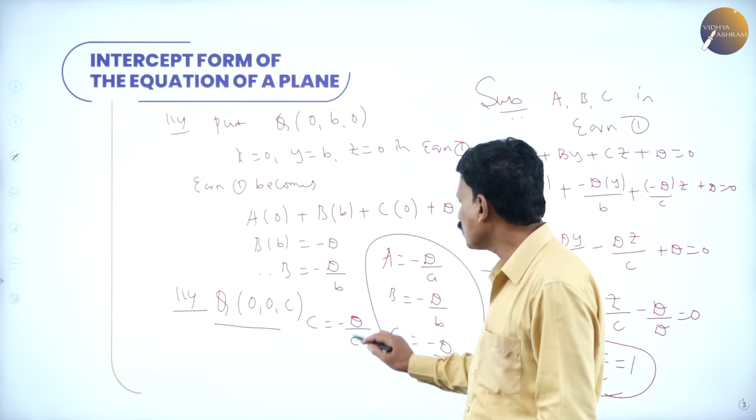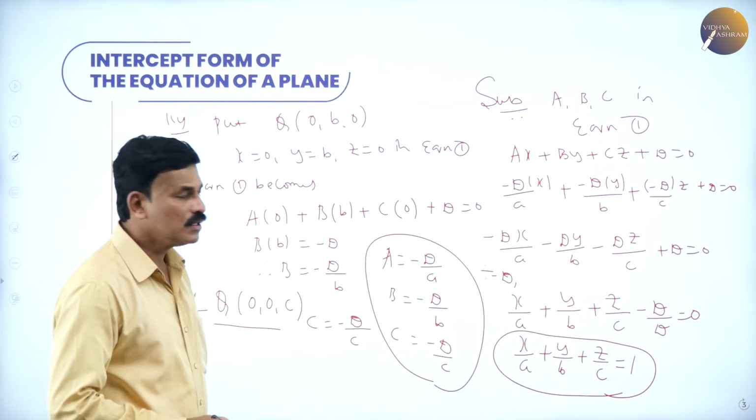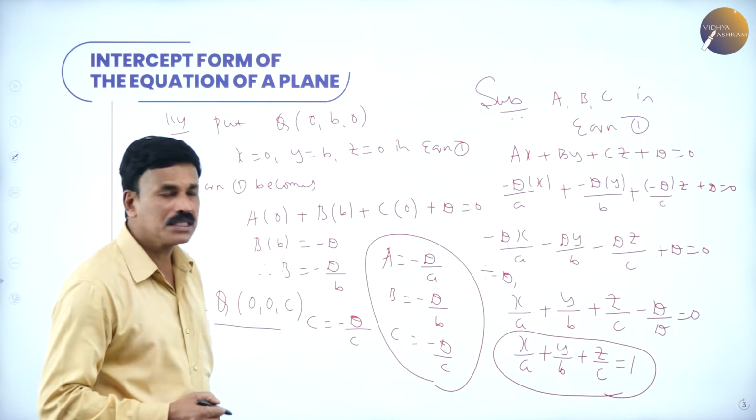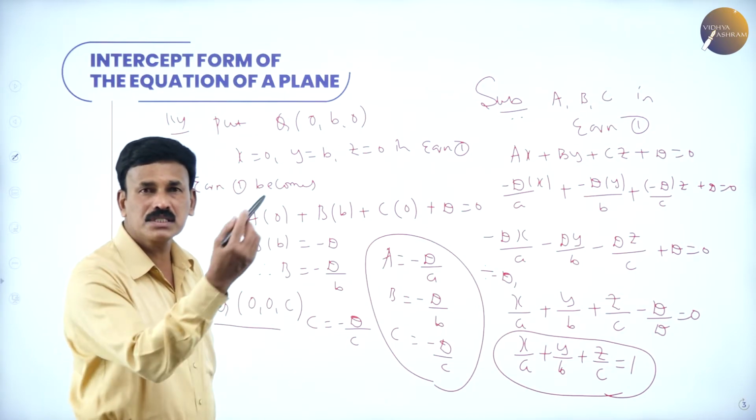Simplify, you will get c is equal to minus d by c. Therefore the coordinate values of capital A, capital B, capital C are minus D by A, minus D by B and minus D by C. Substitute these values in the standard equation.